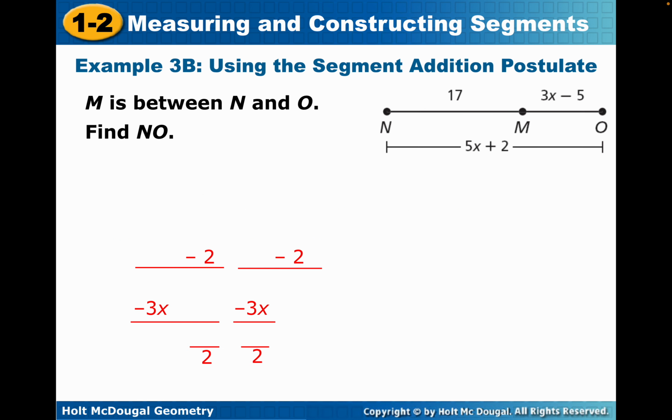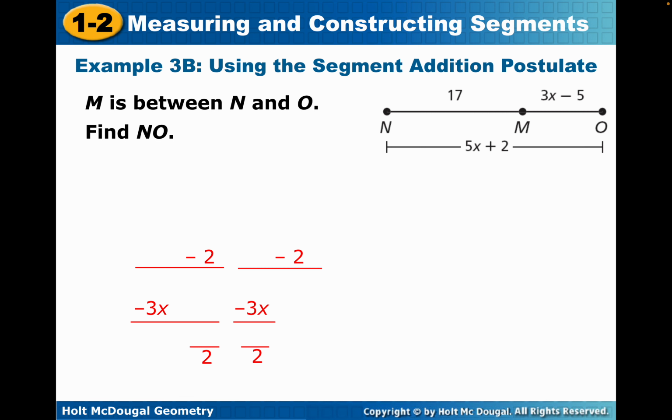Now let's look at this one. Ignore this again, I don't know why this is showing up down here. This says M is between N and O, but this time we have X's in it. We need to find NO. If we look at that image, it tells us NM is 17, MO is 3x minus 5, and then the whole length of NO is 5x plus 2.